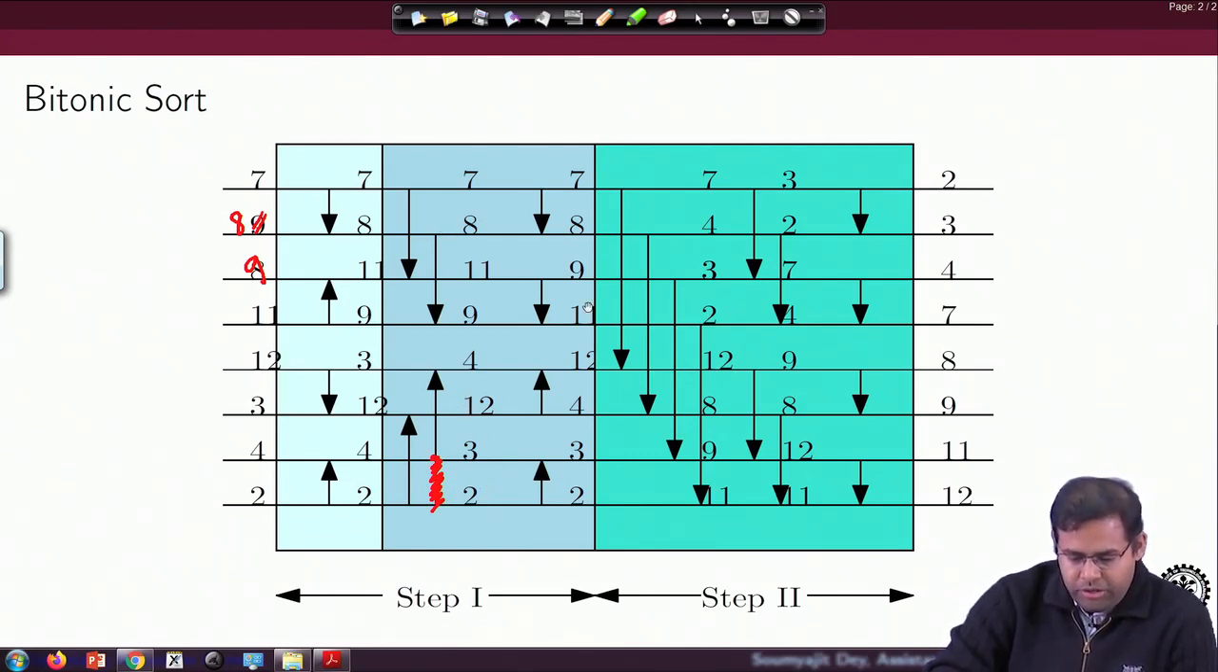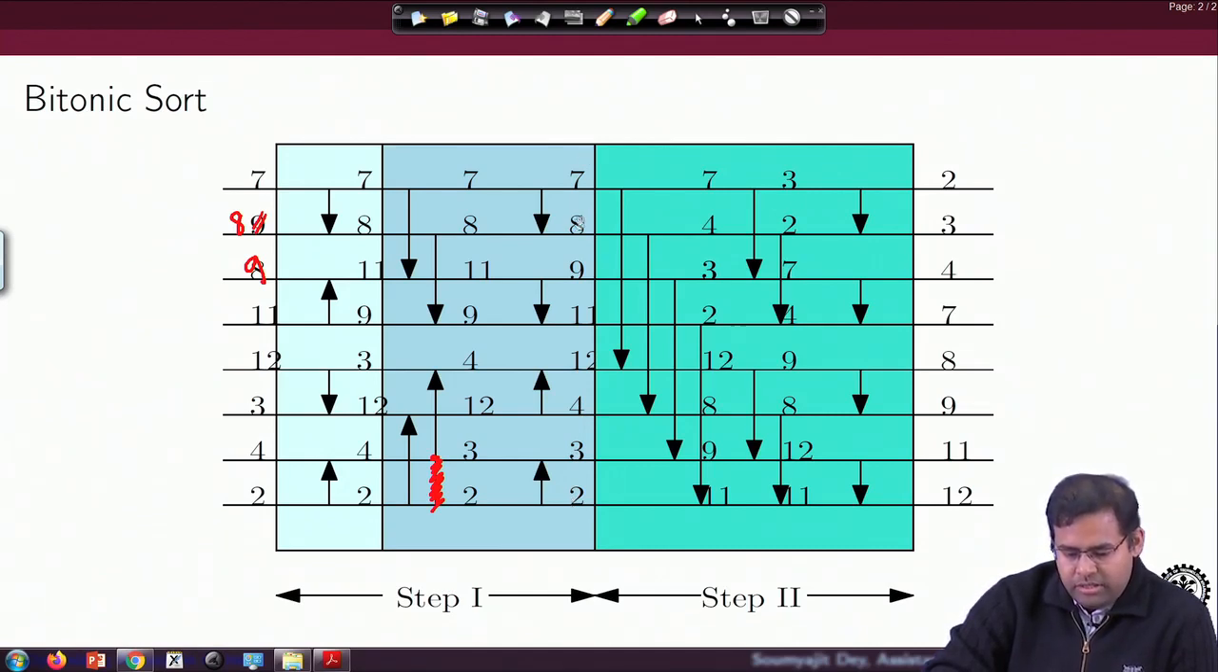Now when I continue, I go to the next stage, nothing changes here, but here I have 11 which should come down, and 9 is going to come up. Similarly here 12 flows up, 4 flows down. And then here nothing will change because 3 is the maximum and it's already here. Now let's observe the outputs, because we are considering that step 2 finishes here. What are the outputs? I have 7, 8, 9, 11 followed by 12, 4, 3, 2, right?